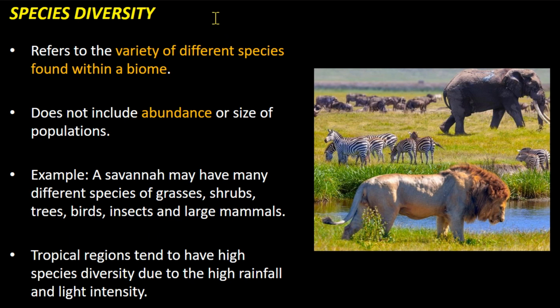So species diversity refers to the variety of different species found within a biome. It does not include the abundance of species or the size of the populations, just the fact that there are many different species found there. So for example, the savanna here may have many different species of grasses, shrubs, trees, birds, insects, large mammals, and so on. Tropical regions tend to have high species diversity due to the high rainfall and light intensity, so you have a lot of different trees, a lot of habitats, and a lot of water available for organisms.